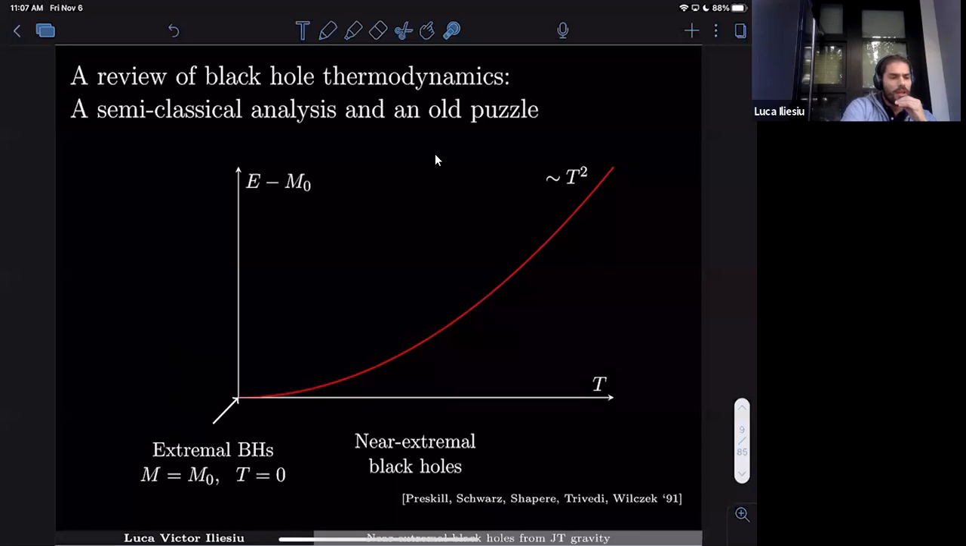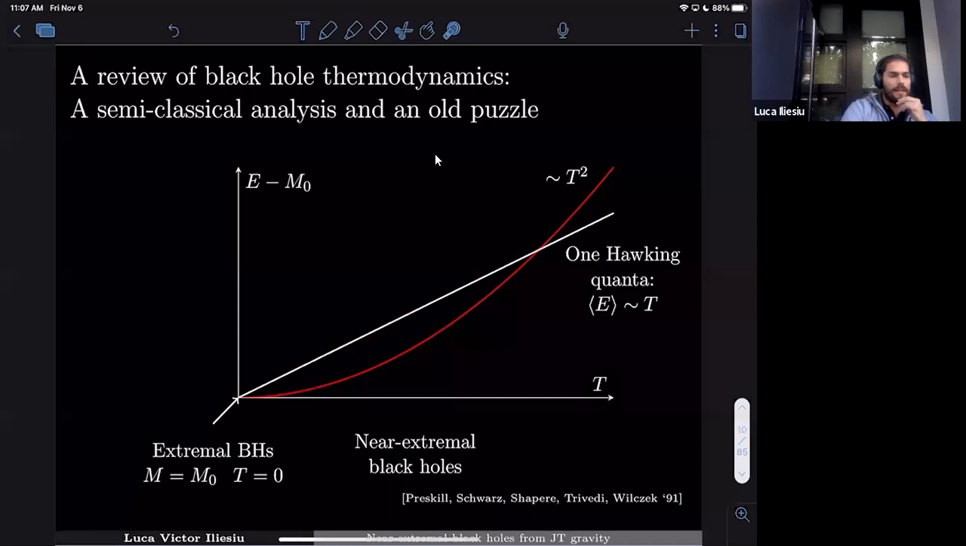Well, if I go to low enough temperatures, you could think about what happens when you radiate a single Hawking quantum. These black holes are like black bodies. And we all know that the average energy of, let's say, a photon radiated by a black body is roughly proportional to its temperature. So if I'm far away from the black hole, I could see this Hawking quantum, measure its energy, and see that it's proportional to its temperature.